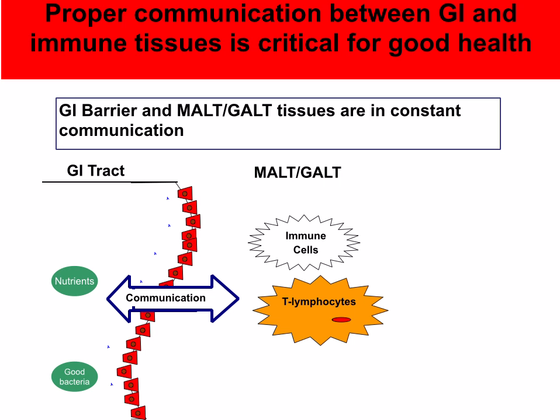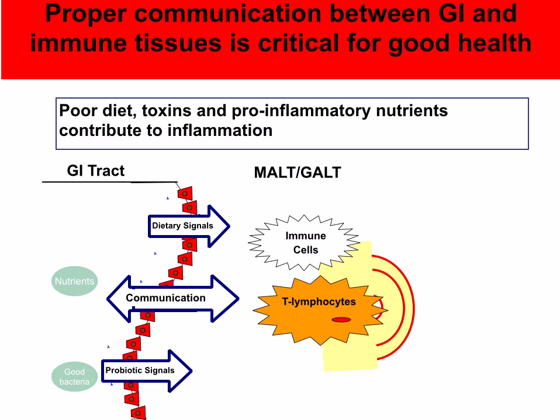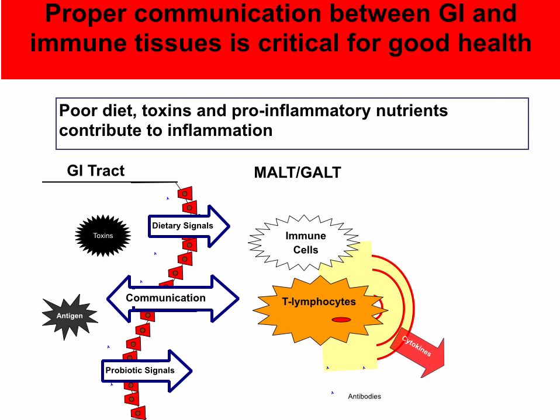The gastrointestinal barrier and the resident microflora communicate constantly with the immune cells located in the gut-associated lymphoid tissue. Proper dietary and probiotic signals support a healthy immune response, while poor diet, toxins, and pro-inflammatory nutrients contribute to inflammation by initiating an immune response.